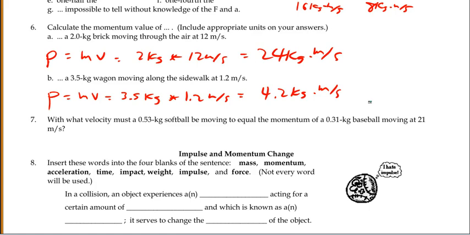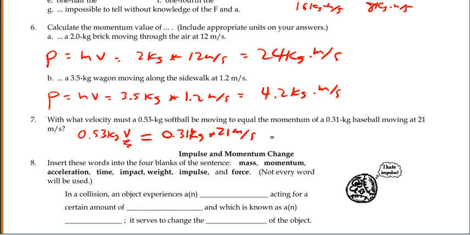Number 7, a little comparison. With what velocity must a 0.53 kilogram softball be moving to equal the momentum of a smaller mass 0.31 kilogram baseball moving at 21 meters per second? Now, since the softball has more mass, it's going to be moving slower, so it has to be less than 21 meters per second. If we want an equivalency, we'll just take the 0.53 kilograms times its velocity equals 0.31 kilograms times its velocity, and we'll solve for v.